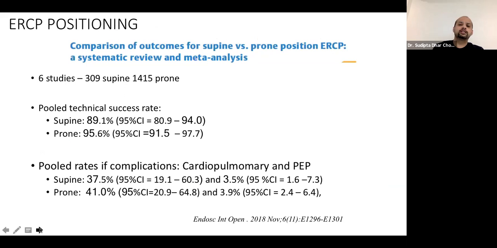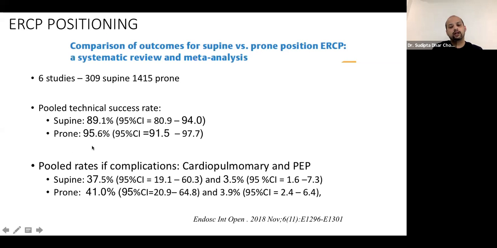Now, which is the ideal position to do an ERCP, whether supine is better or prone is better, it depends on where we have been trained. Most of our training has been in centers where most centers prefer to do a prone or a semi-prone position, but studies have compared prone versus supine position, and overall the technical success rate is higher with prone position.